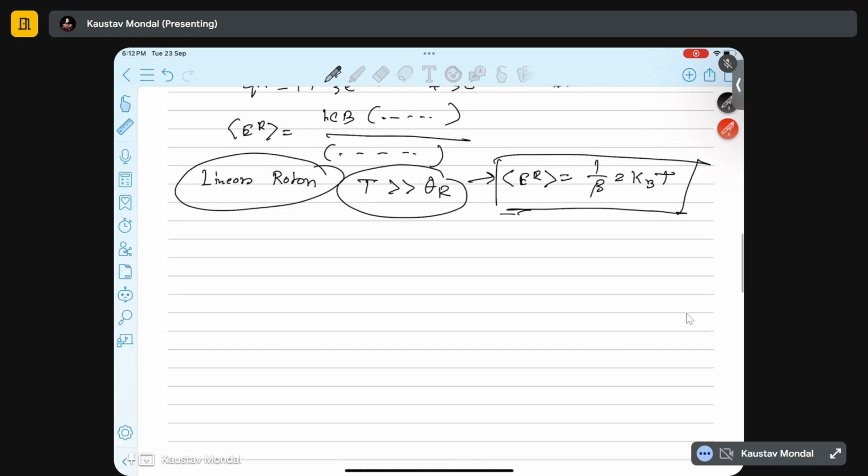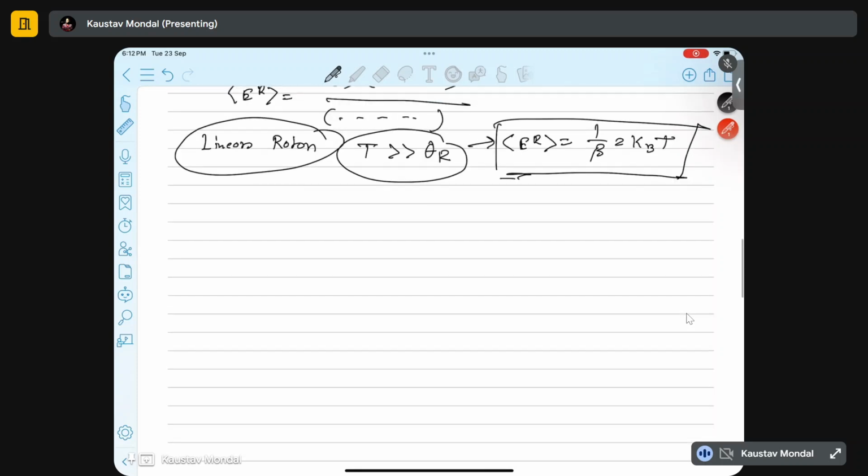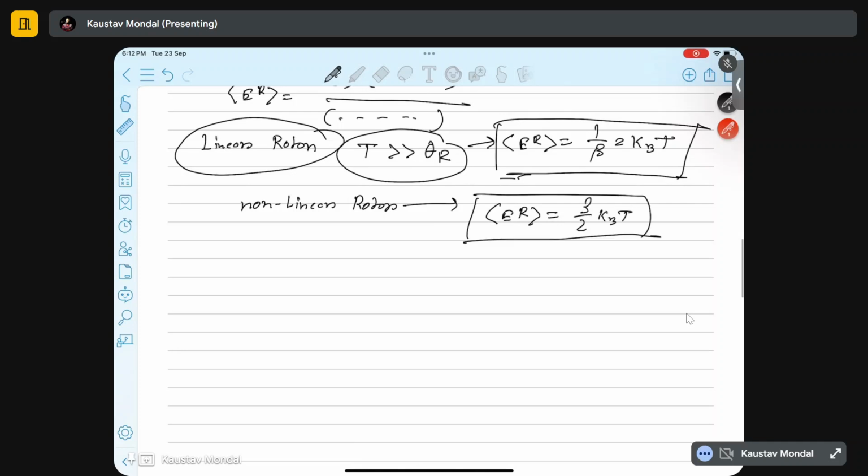Now for the case of a non-linear rotor, the expression of E_R would be simply 3 by 2 kBT. Okay. This is the case of the non-linear rotor. Okay.